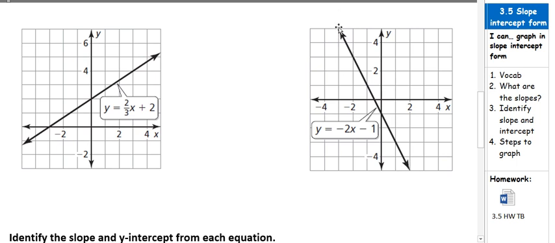Even if I started up here, down 2 over 1, down 2 over 1, down 2 over 1. Throughout the whole thing, we follow the same slope of -2. How do we identify the slope and intercept?